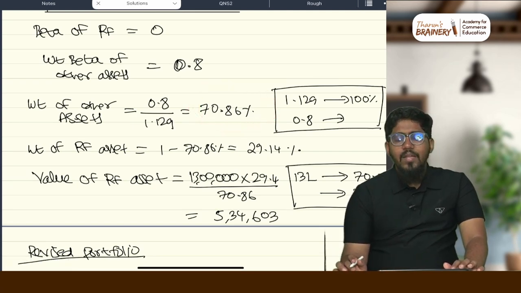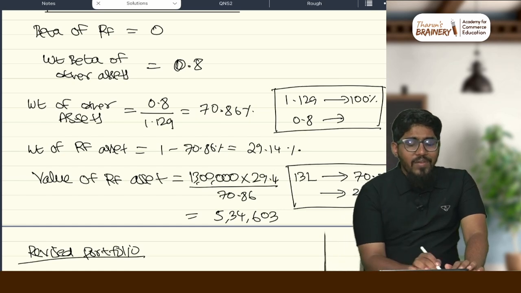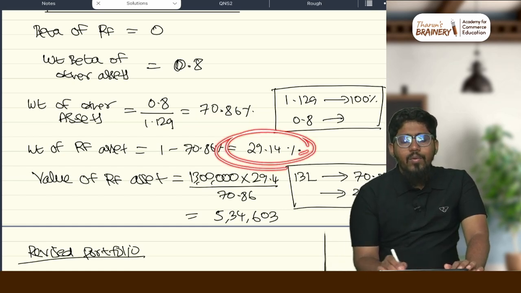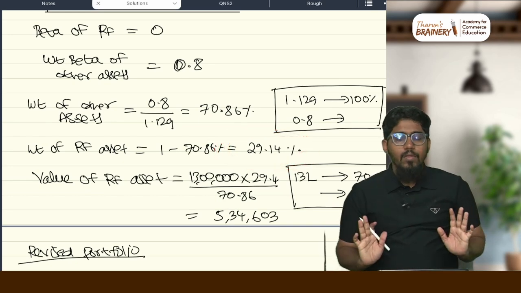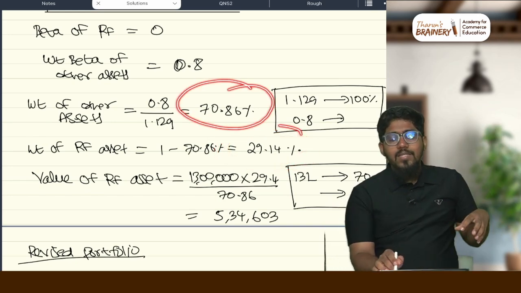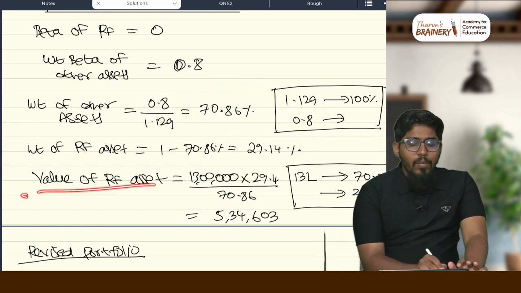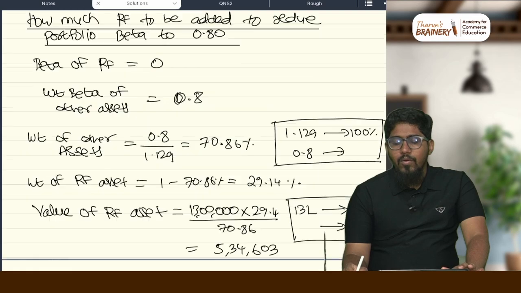Sir, it should be 70.86%. Are you all with me? Sir, which means my weight of the risk-free asset should be 29.14%. My weight of the other asset should be 70.86%. My weight of the risk-free asset should be 29.14%. Now I want to find out my value of the risk-free asset. Sir, how will I find out?